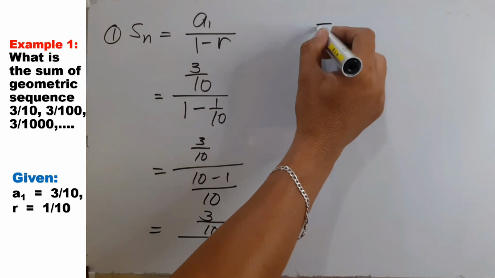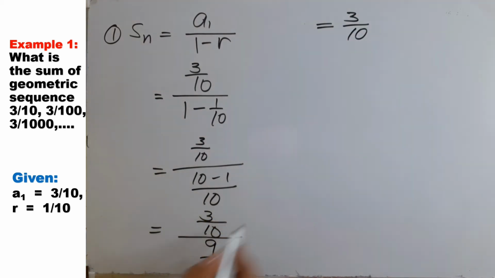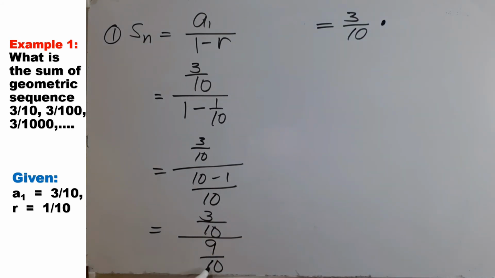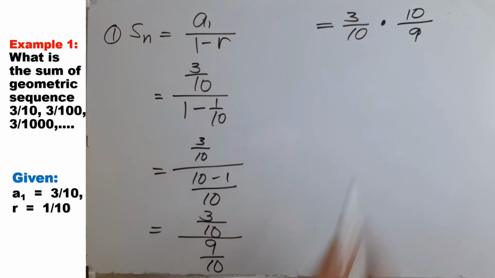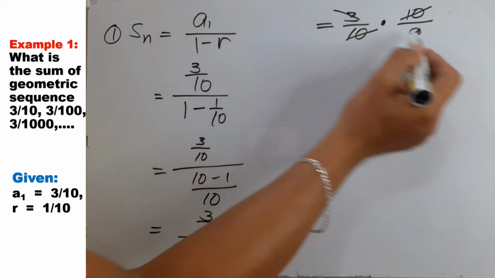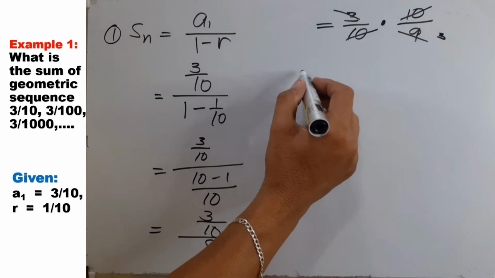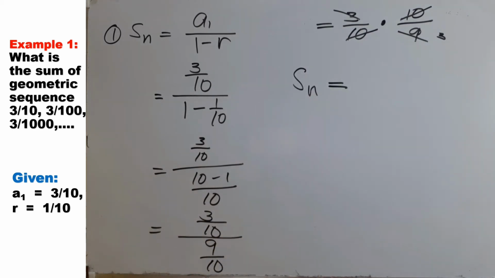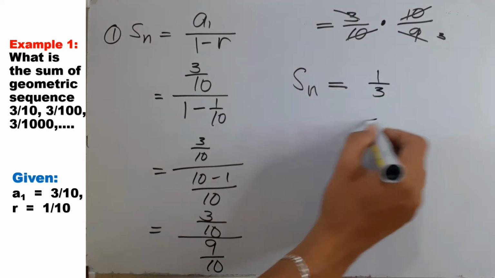Again, to divide fractions, we have 3 over 10. From division, proceed to multiplication. Get the reciprocal. 9 over 10 will become 10 over 9. Cancel 10. Cancel 3 and 9. Common divisor is 3. So we have 3. So therefore, the sum of the infinite sequence is 1/3.